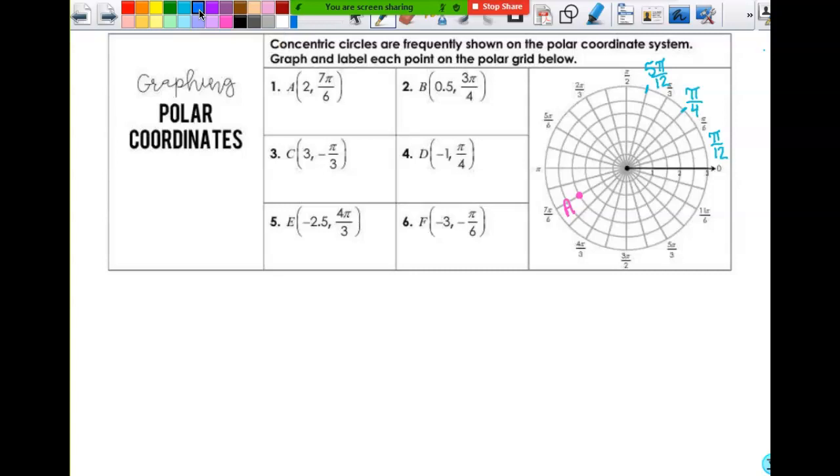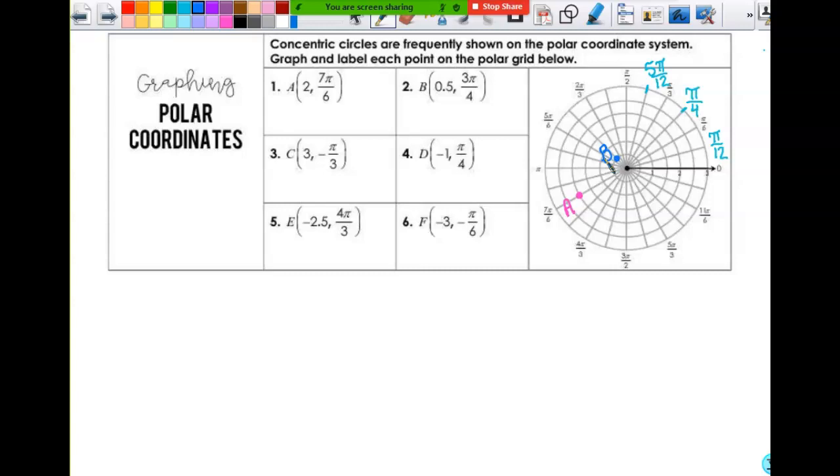Okay, so since it's 0.5, 3 pi fourths, this is 1, so here's 0.5. I'm going to rotate around to 3 pi fourths. 3 pi fourths is in the 2nd quadrant, so I get right here. That's my point. That's point B. Everybody agree with that? Any questions at all?